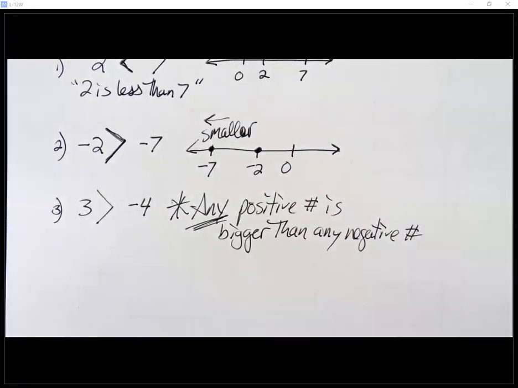So that can make light work of some of the problems. Just knowing all your positives have got to be bigger. You don't even have to consider what the numbers even are. The only time you kind of have to slow down and think about it is when they're both negative or both positive.